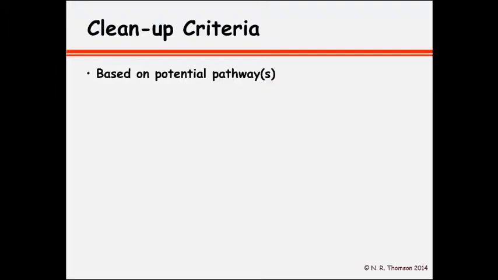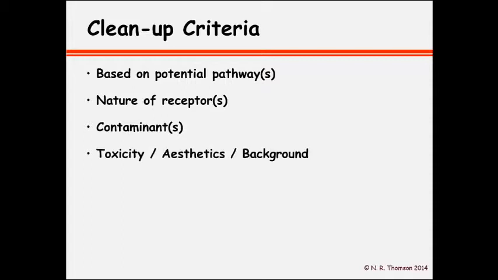So we have these range of possible pathways that exist between a source and a range of possible receptors. The cleanup criteria then for each site depends on the possible pathways, either real or perceived, the type of receptors that are present, obviously the type of contaminant that's there, because that will then dictate the behavior of the compound. Also depends on the toxicity, the aesthetics, and the underlying or baseline or background concentration at the site.